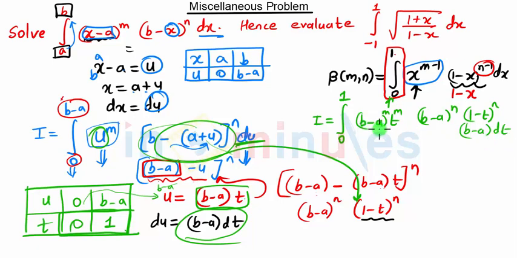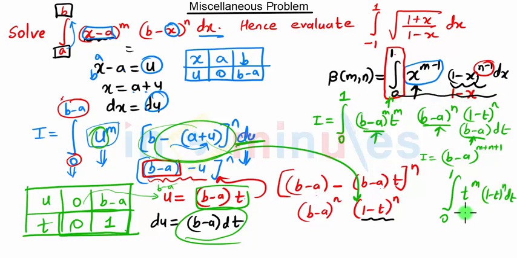So we will combine all the b minus a terms, so we get I equal to integration this, and these terms are constant, so b minus a will be the whole raised to m plus n plus 1, integration of 0 to 1 t raised to m, 1 minus t the whole raised to n dt. So now if you compare this integration with this integration, both these integrations are similar.